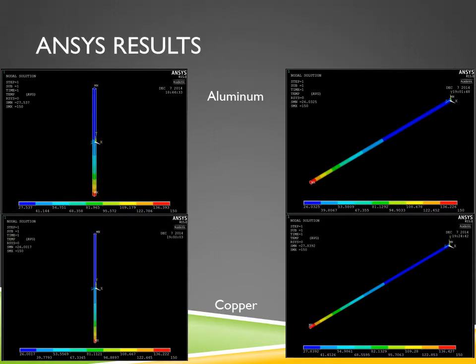The results from our ANSYS modeling are shown here. On the left you have a square fin, and on the right you have a pin fin. As you can see, the hot zone is the red color, which is the 150 degrees Celsius, and the blue area is where the fin is cooled down to its lowest point.